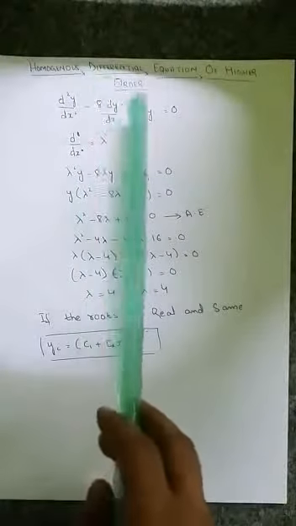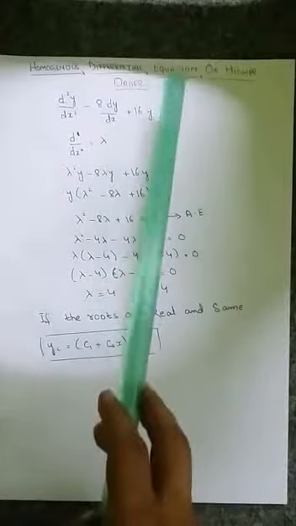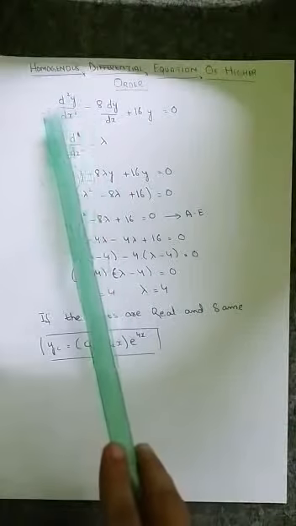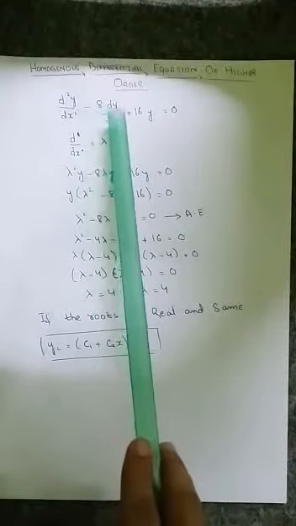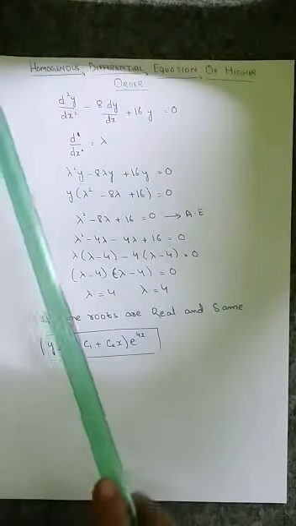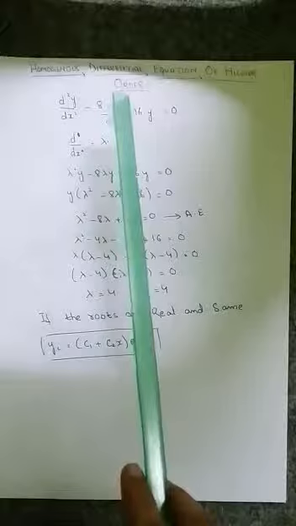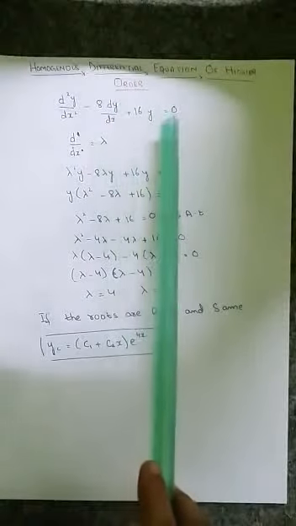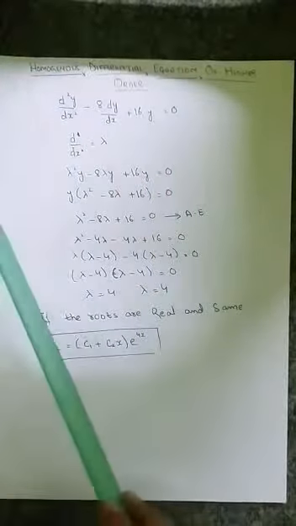Today I am going to solve the homogeneous differential equation of a higher order. I have an equation d square y over dx square minus 8 dy over dx plus 16y equal to 0. To find out the complementary function of a given equation, I have put the right hand side equal to 0.